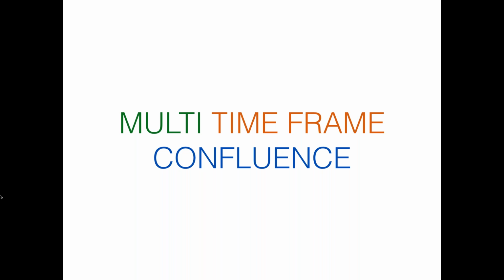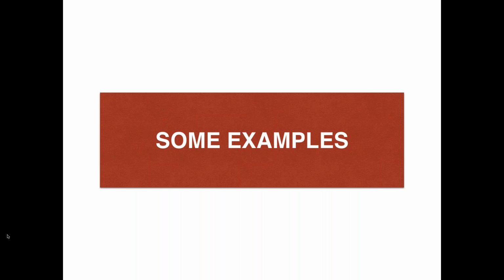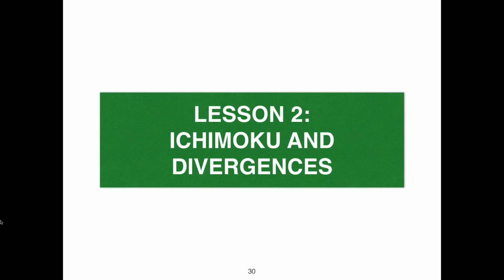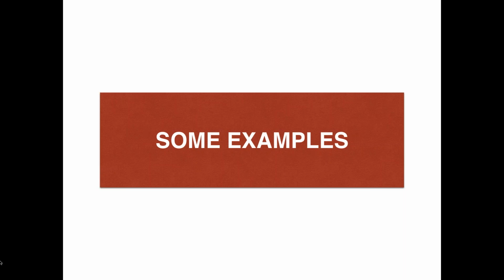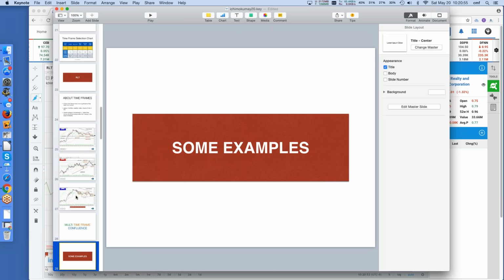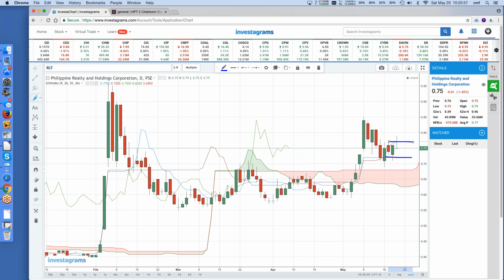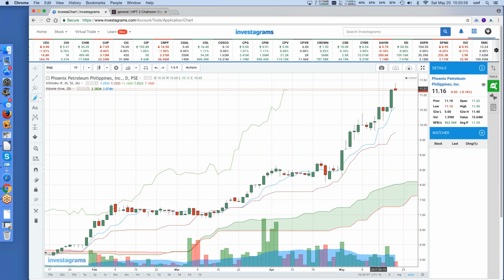We don't want to be contradicting the higher time frame in the lower time frame unless we understand the risks and you want to do it anyway, and your strategy is such to begin with. Now, I'd like to show you some examples of charts which have multiple time frame confluences. So let's go to our chart of PNX. This is a favorite because it had been doing a very good run lately.